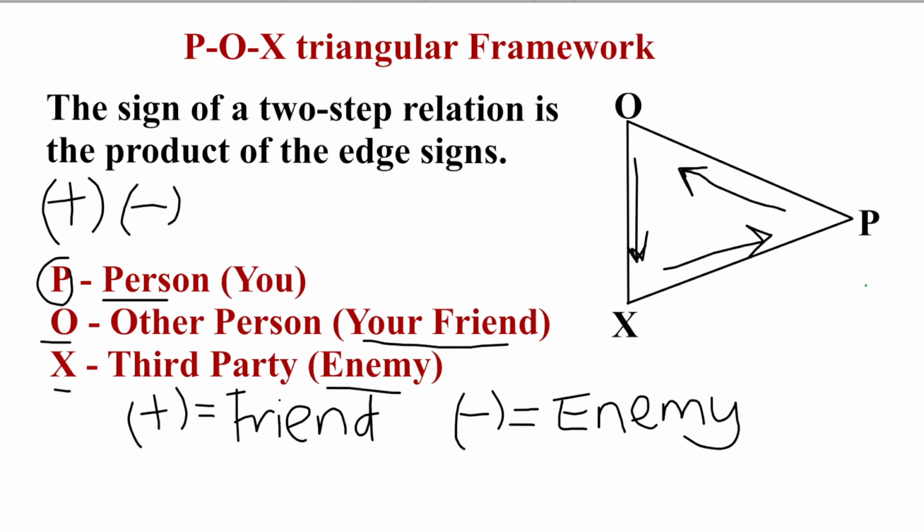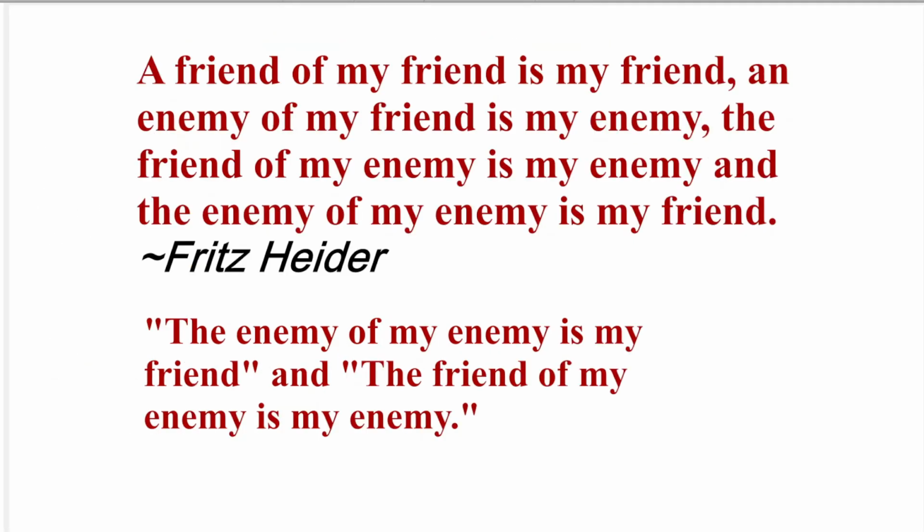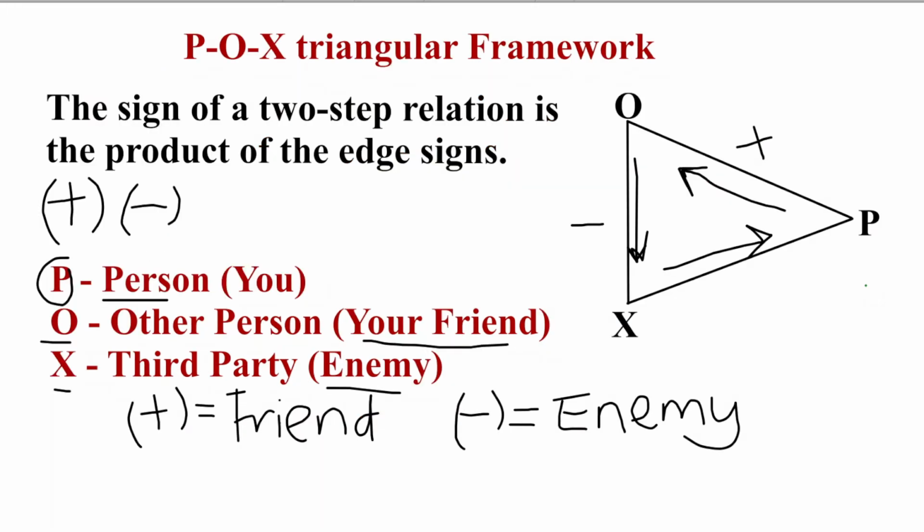Once you understand that, it is easy to navigate. So I consider O a friend, so this edge sign here becomes a positive. I consider X an enemy, and for this sign between O and X, maybe they are not friends, they are enemies, so this sign will be a negative. If that is the case, then by the theory, whereby the enemy of my enemy is my friend and the friend of my enemy is my enemy, we can define this relationship here between X and P.